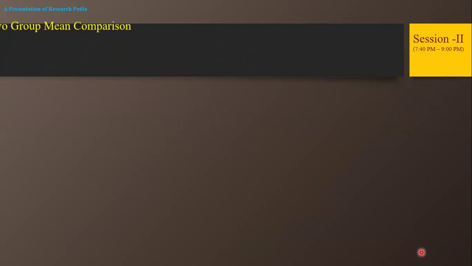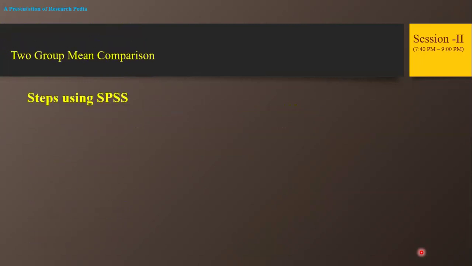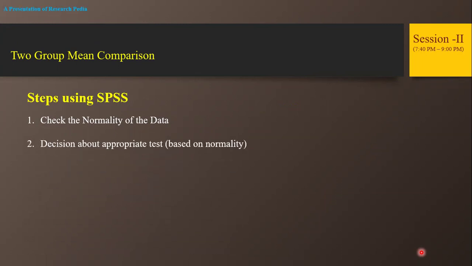So let's start the first situation. How would you analyze the data using SPSS? First, we need to check the normality of the data using the same procedure that we have done previously. Then you need to decide about the appropriate test. If your data is normal, you need to consider one-way ANOVA. And if equality of variance is confirmed, you use the one-way ANOVA, otherwise you may need to use Welch ANOVA.